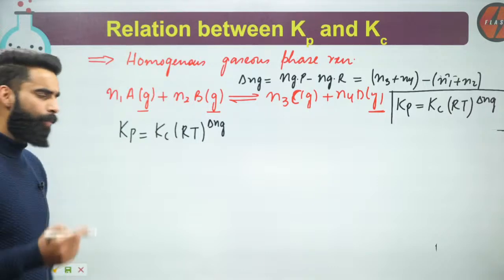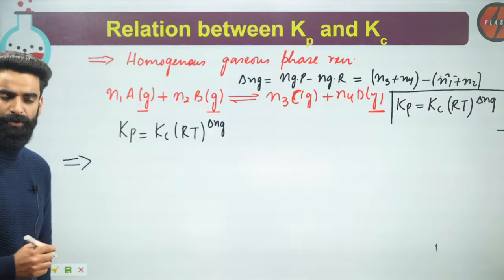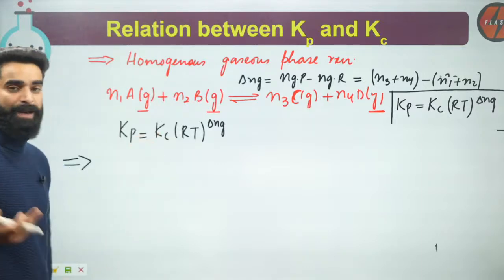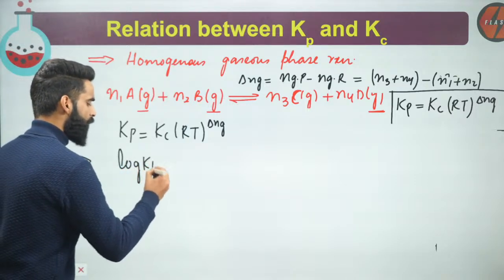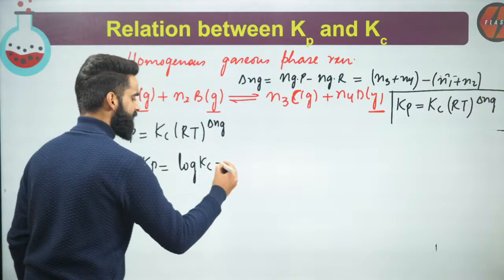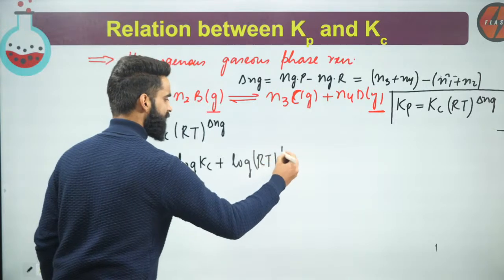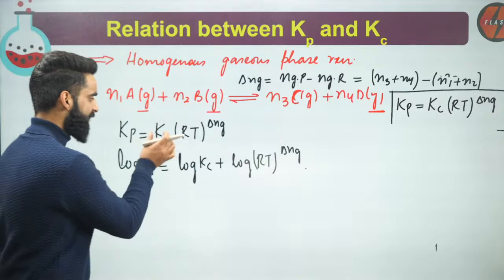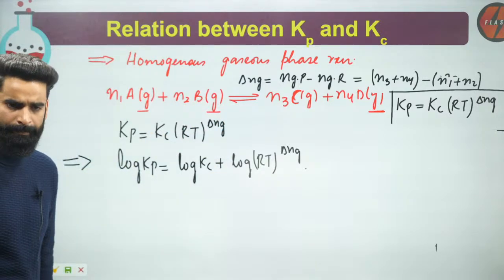All right. Now one more thing, if I want to write the logarithmic form of this equation, I'll simply be multiplying the equation by log. It's going to be log of Kp is equal to log of Kc plus log of (RT) to the power delta Ng. This is how I'll be writing it. I simply multiplied it by log, then log of m into n becomes log of m plus log of n.